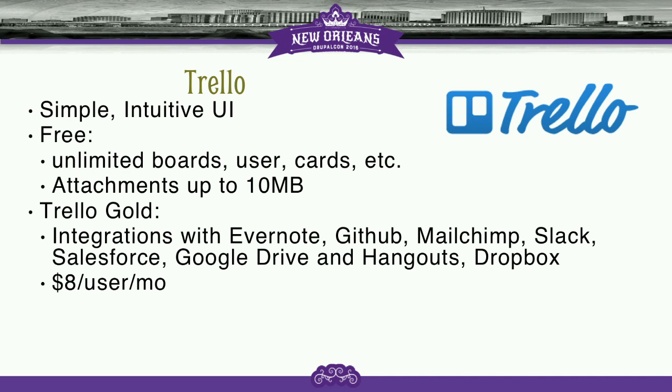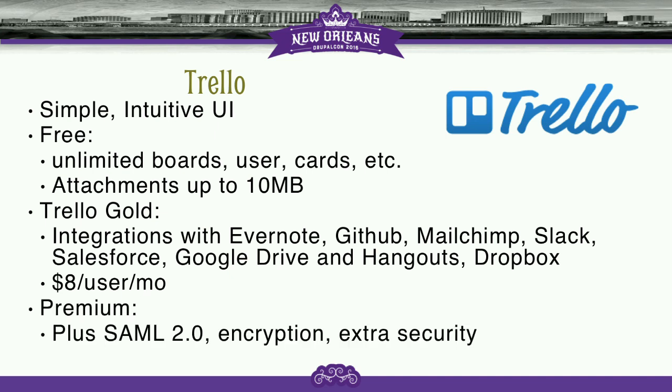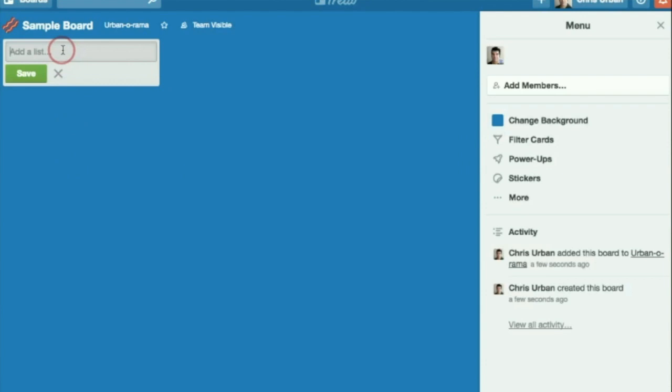You can obviously upgrade. You get a lot of nice integrations with Evernote, GitHub, a lot of other things. You can just go to their website, don't take my word for it. Pretty reasonable, $8 a month. If you want to go really crazy, you can get into the Enterprise or Premium, which gives you secure single sign-on, plus encryption, plus extra security measures, support on demand, and all of that. So first question I have is, who is not using Trello? Who has not ever used it? All right, so that's why I want to make sure I cover this. If you've not used this, it's worth taking a look at.